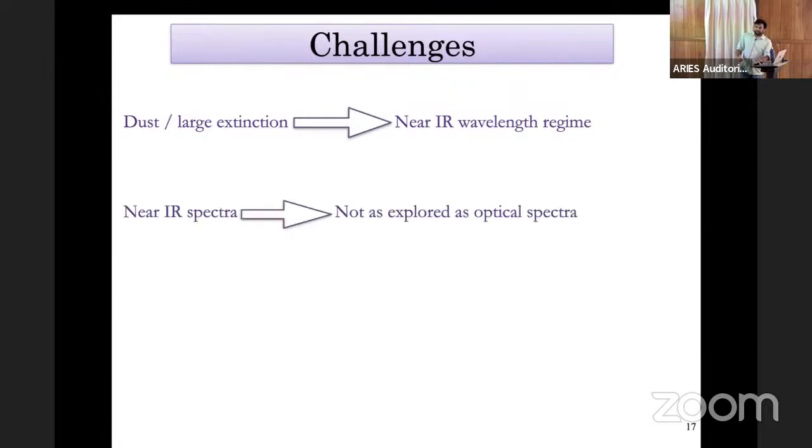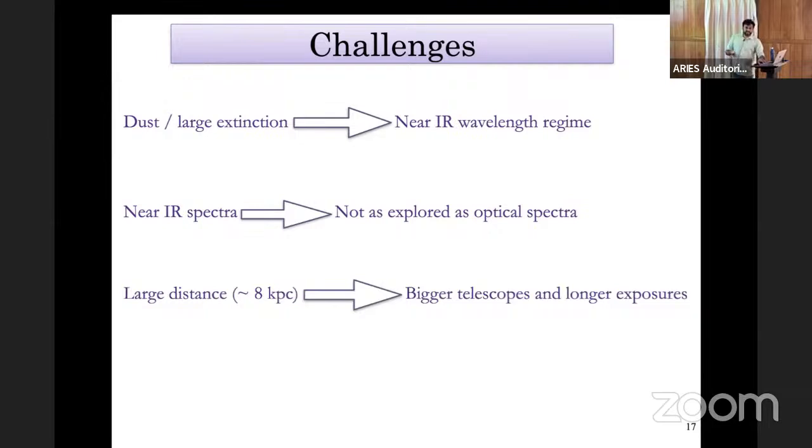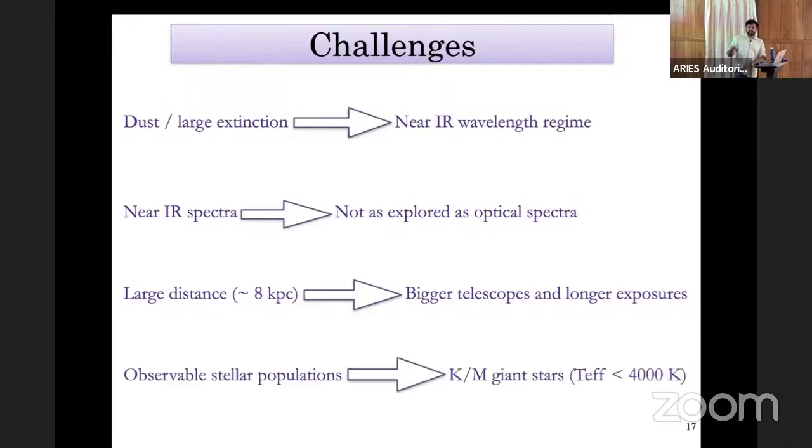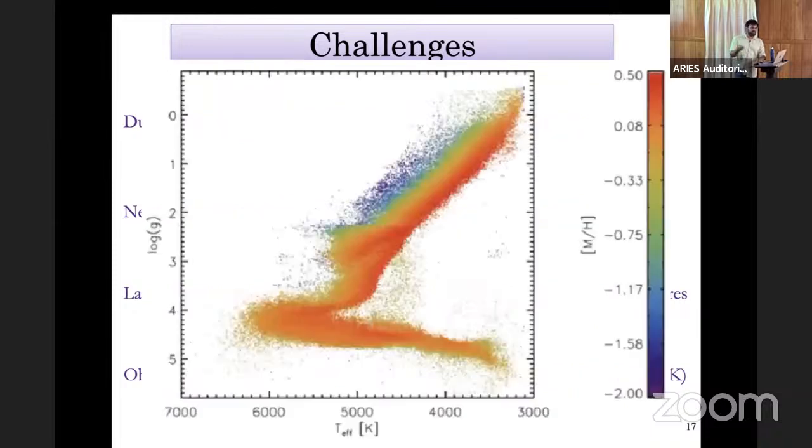Now, the near infrared spectra is not as explored as optical spectra because of the late advancement of near infrared technology and instruments. So there are many unexplored lines and molecules in the near infrared spectra which haven't been studied yet, compared to the optical spectra. The large distance to the inner part of the Milky Way demands bigger telescopes as well as longer exposures, which is much more expensive. And the observable stellar population is also limited to the bright K and M giant stars. But for the M giant stars, which are the cooler stars, there are no reliable methods which have been developed to determine parameters and abundances, especially from the near infrared spectra.